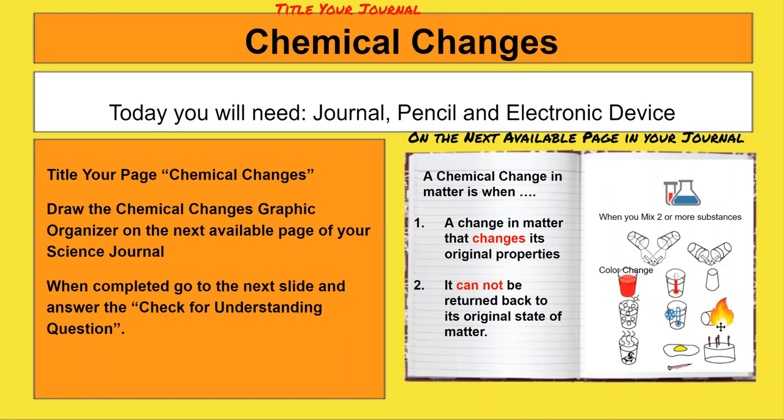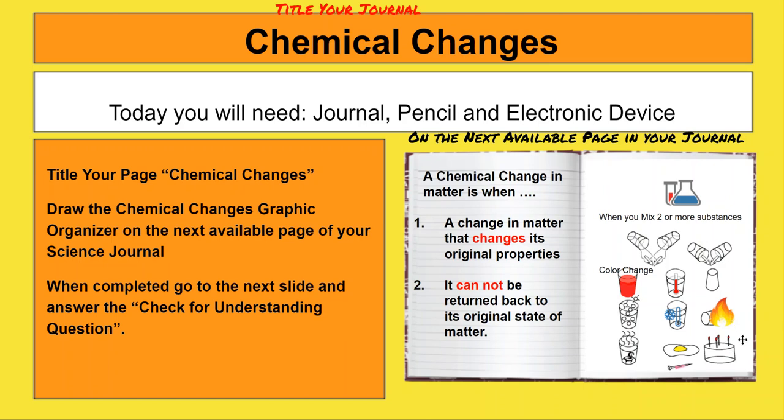All right, we have a fire. Okay, maybe a campfire, maybe this cup caught on fire. Is that evidence of a chemical change? If you answered yes, you are correct. We will not be able to return the ashes back to a cup again. Or if it's a campfire, we'll not be able to return the ashes back to wood again. So it is evidence of a chemical change.